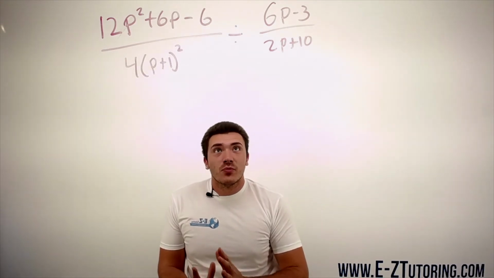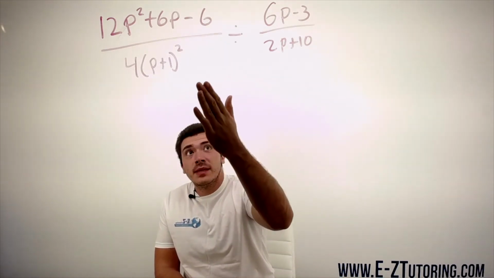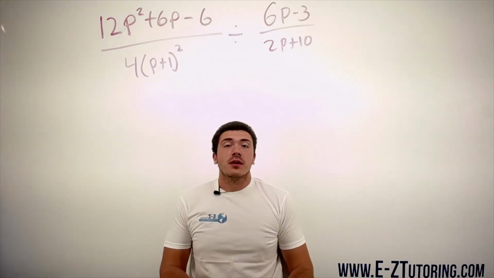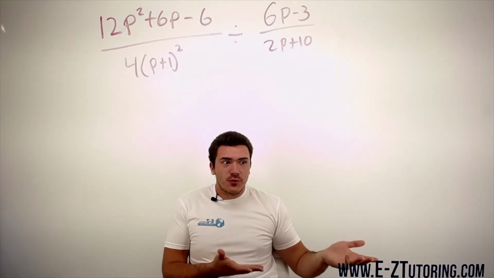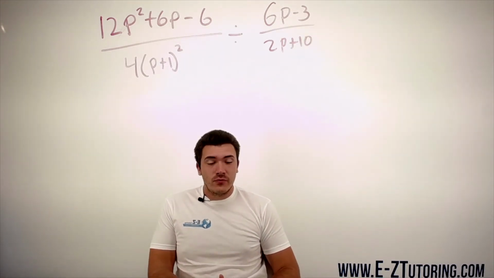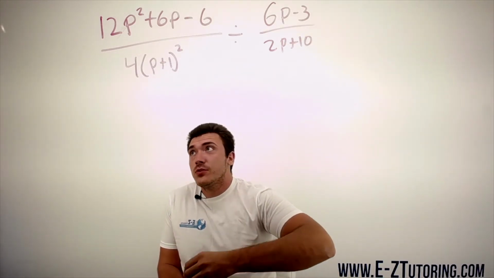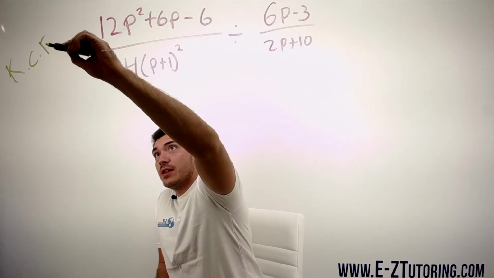So now suppose we have this problem. And as you can see, we have a fraction being divided by another fraction. Last problem was multiplication. That was easy, right? We just multiply the numerators together and the denominators together. So what do you do when you have division? You have to do keep, change, flip.